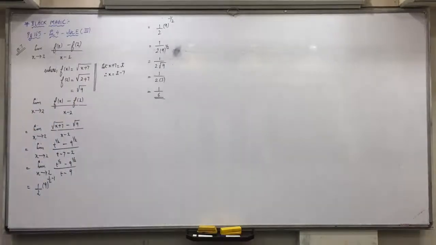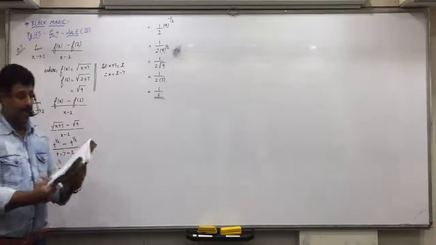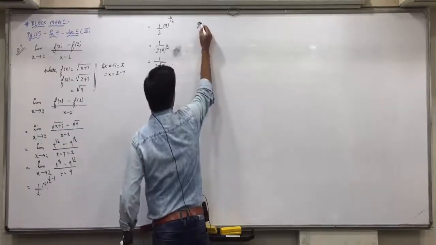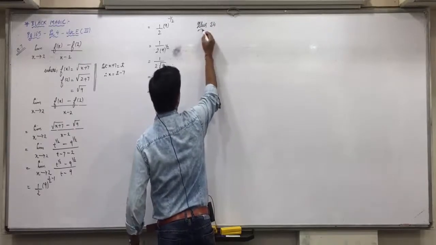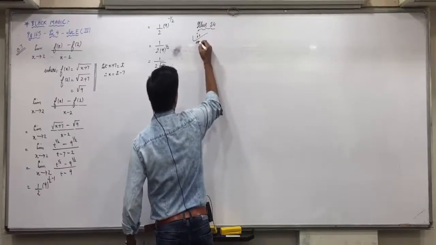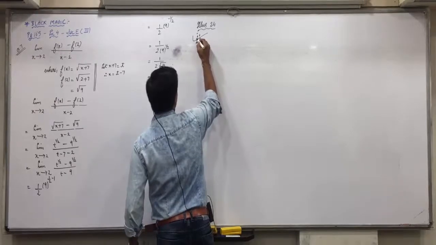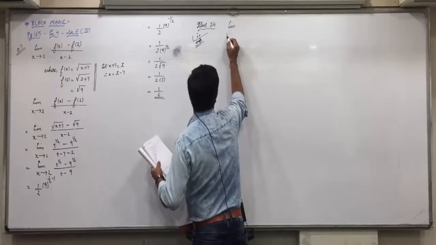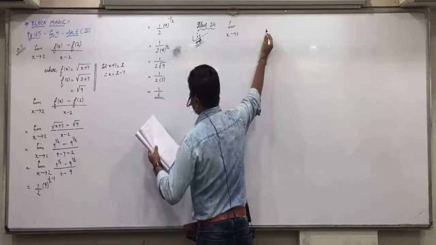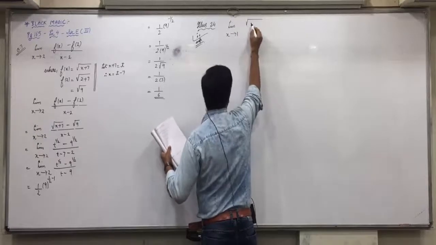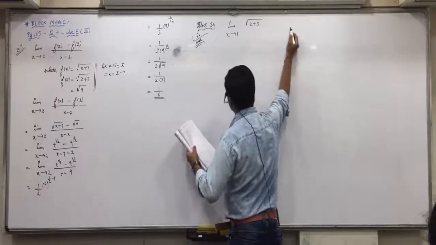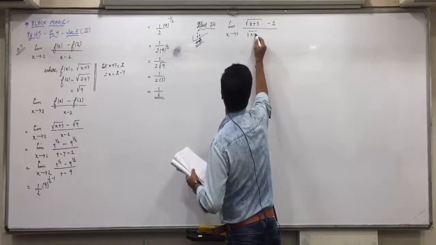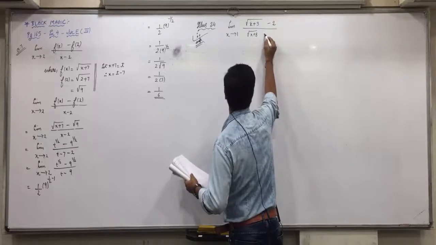Illustration 23 was given in homework? Yes. Illustration 24. Last one I am doing. Mark it as an important question. But again, they have done it in a very complicated manner. We'll do it in a far simpler manner. Limit x tends to 1, square root of x plus 3 minus 2 upon square root of x plus 8 minus 3.